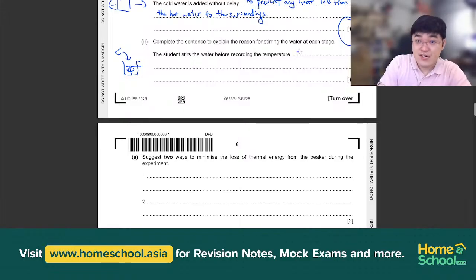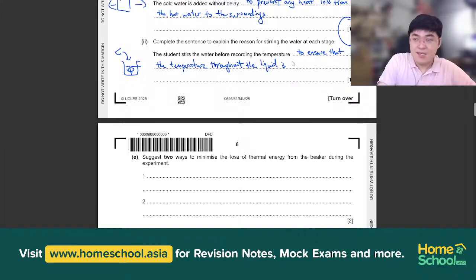To ensure that the temperature throughout the liquid is even. And just by writing that, your next 1 mark is in your bag.